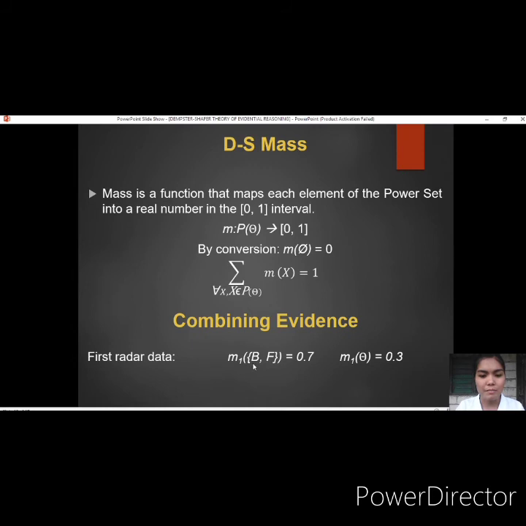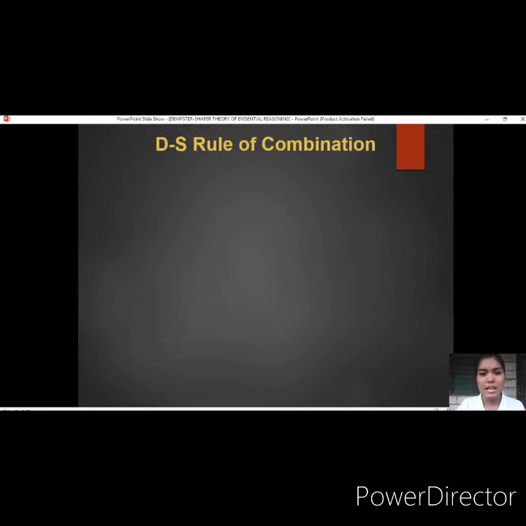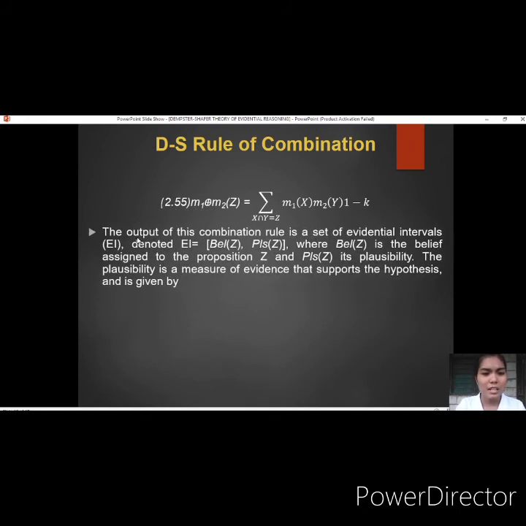First, our data: M1 of B and F equals 0.7, M1 of theta equals 0.3. Second data: M2 of B equals 0.9, M2 of theta equals 0.1. Now the rule of combination. The output of this combination rule is a set of evidential intervals, or EI, denoted EI equals Bel of Z and Pls of Z, where Bel of Z is the belief assigned to the proposition Z and Pls of Z is its plausibility.